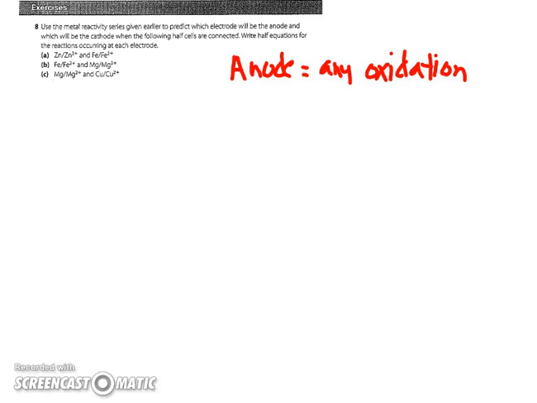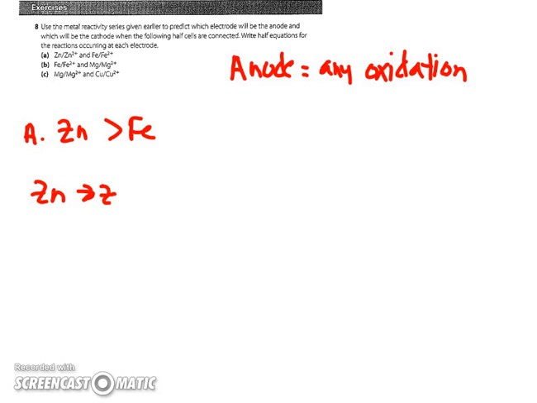So it says use the metal reactivity series to predict which electrode will be the anode, which will be the cathode when the following half cells are connected, and write the half equations. So with A, what I need to decide is which is the more reactive metal. And if I look at my reactivity series, Zn is more reactive than Fe. So that means zinc metal will lose electrons. So that's going to be my anode, or it's going to be oxidized. And Zn then is going to become Zn2+.